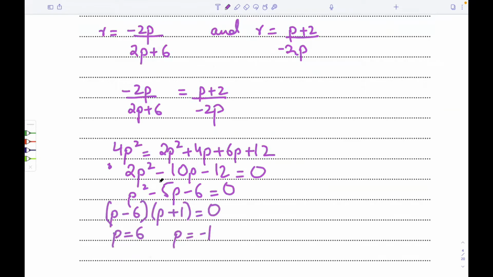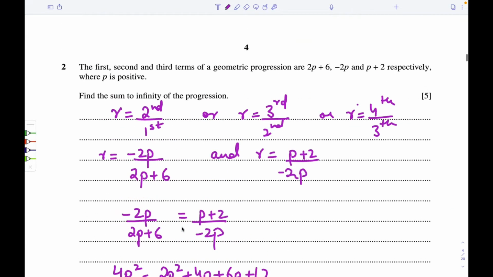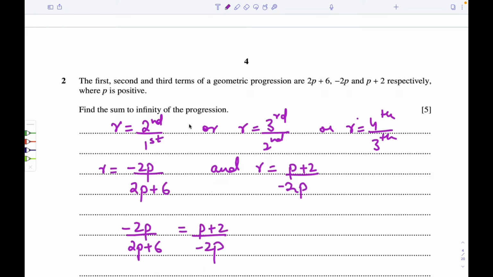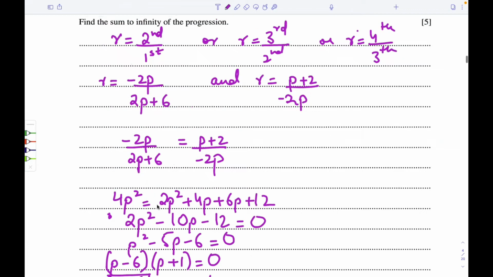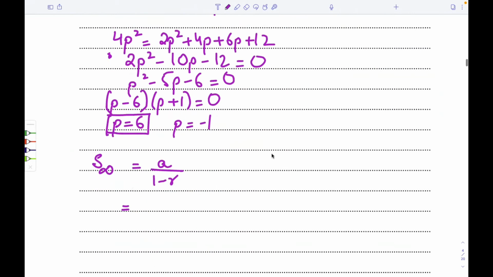Now, as p has to be positive, p = 6 is the value we will take for the next part, which is finding the sum to infinity. The formula for the sum to infinity is a divided by 1 − r, where a is the first term and r is the common ratio. We know that a = 2p + 6. Taking p = 6, we get a = 18: 2 times 6 is 12, plus 6, 18.